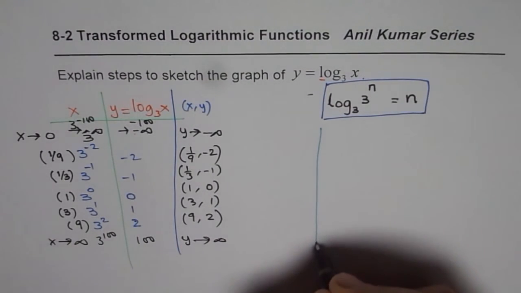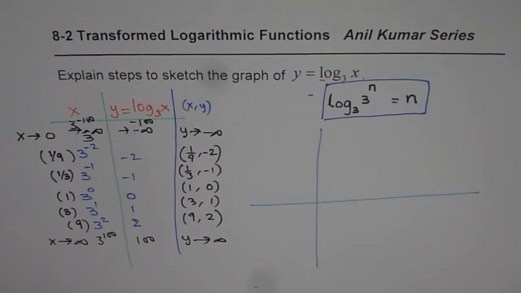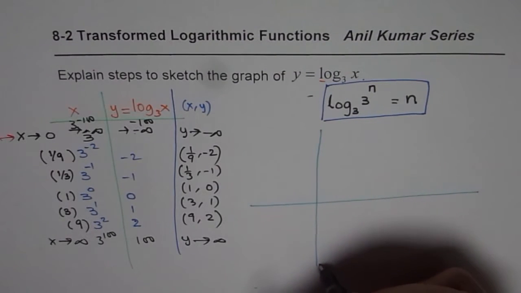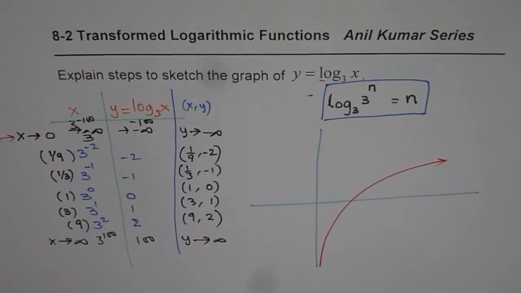Now on your graph paper you can just plot the x and y axis and graph it. What you notice here is that we do have a vertical asymptote as x approaches 0. So it's kind of approaching this place. Let me sketch this first and then explain. Graph will always be like that.